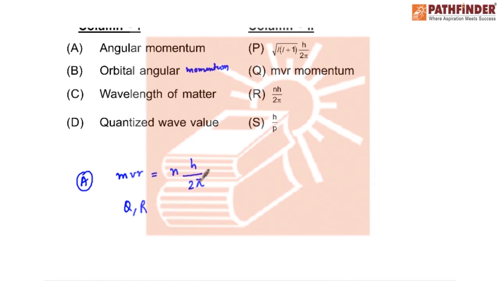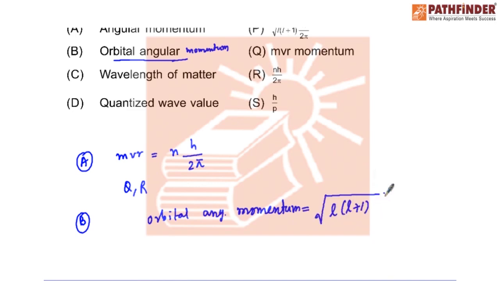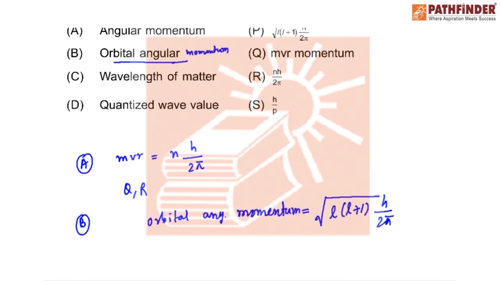Next, when we are talking about B, which is stating orbital angular momentum, we come to know from Sommerfeld theory that orbital angular momentum is equal to root under L into L plus 1 times h by 2 pi, where L is the azimuthal quantum number or subsidiary quantum number proposed by Sommerfeld. So B has a match with option P in column 2.